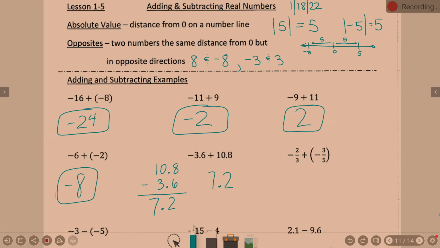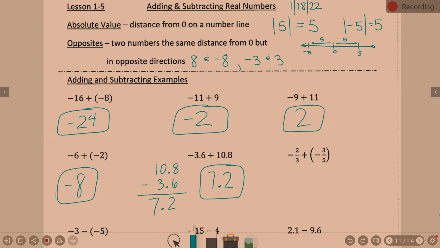Okay, my answer was some kind of 7.2. Positive 7.2 or negative 7.2? Positive. 10.8 is bigger, right? 10.8 is bigger, and that's positive, so 7.2 is positive.